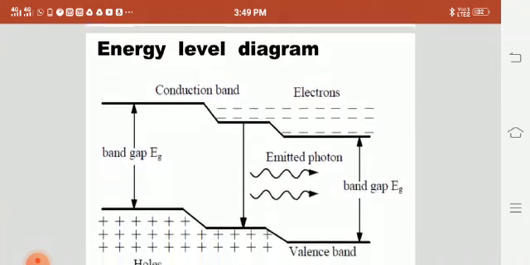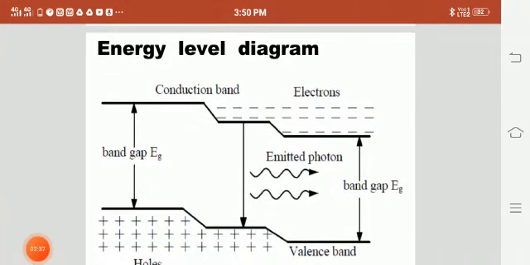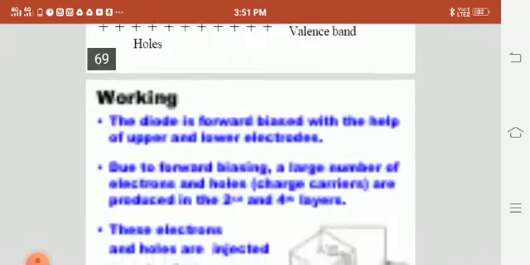Now we can see the energy level. Here we can see the energy level diagram where the conduction band has negative electrons and the valence band has positive holes. Here is the band gap between the conduction band and valence band. In the third layer, the stimulated electrons are producing the laser beam between n-type and p-type material.